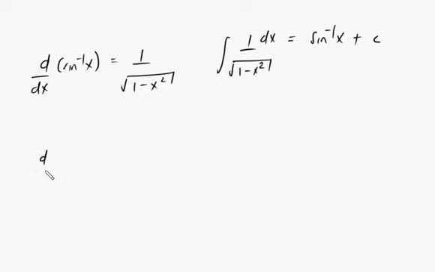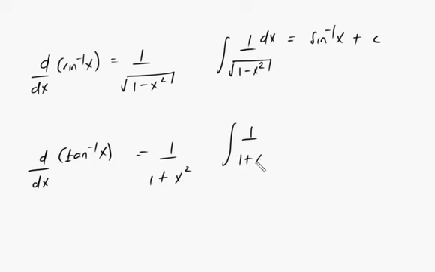Okay? So we also said now if you differentiate, this is also another standard form. We said tan inverse of x, we said you're going to get 1 over 1 plus x squared. So manake ukiintegrate hii 1 over 1 plus x squared with respect to x, you're going to get tan inverse of x plus c, where c is constant.